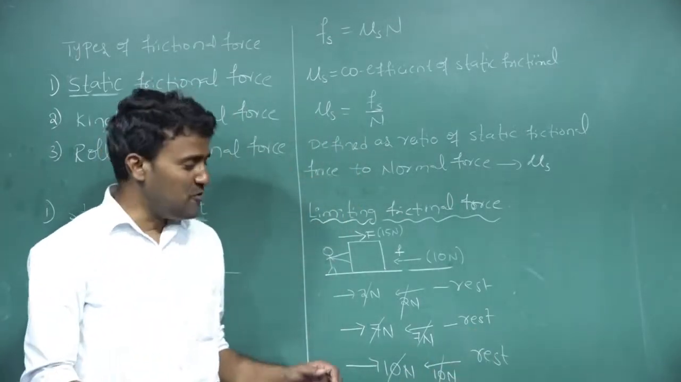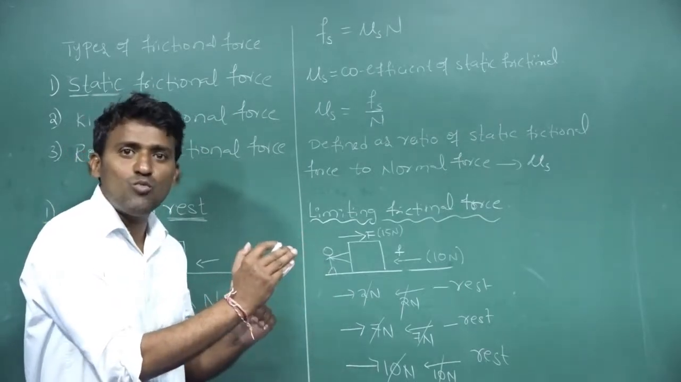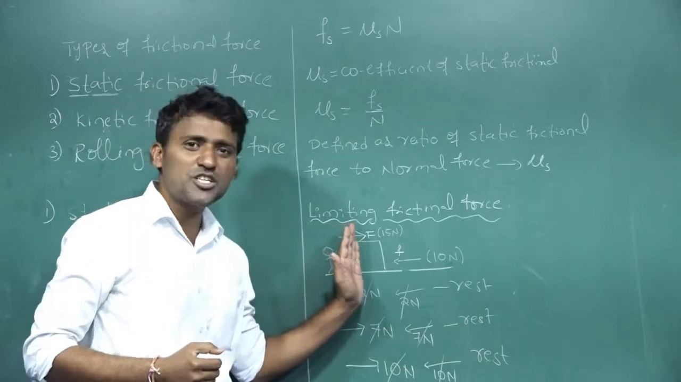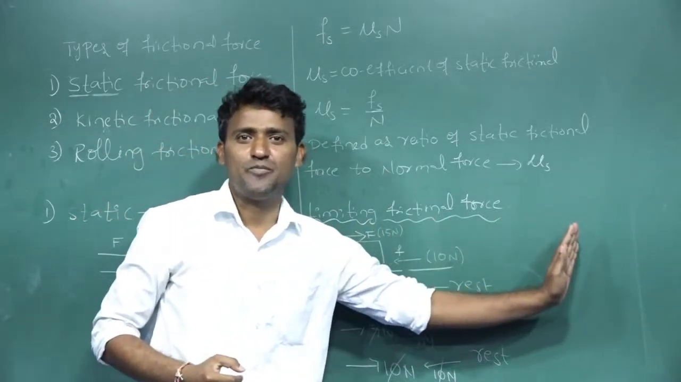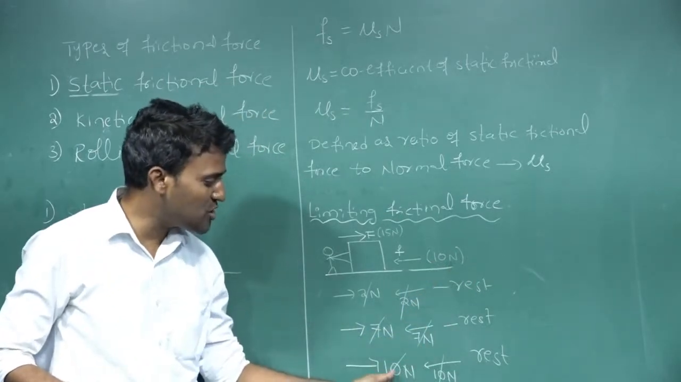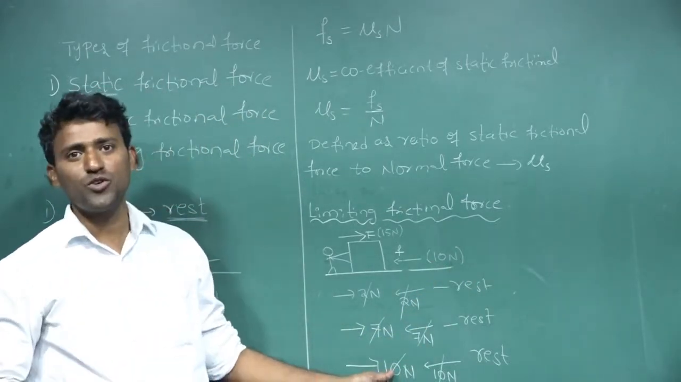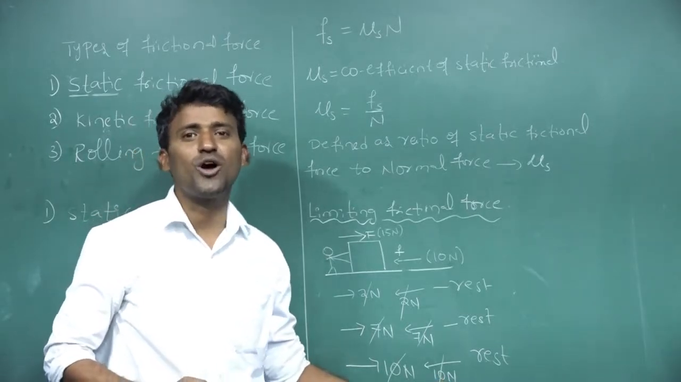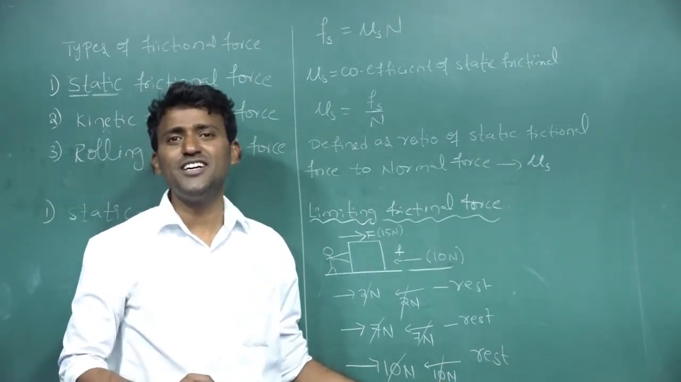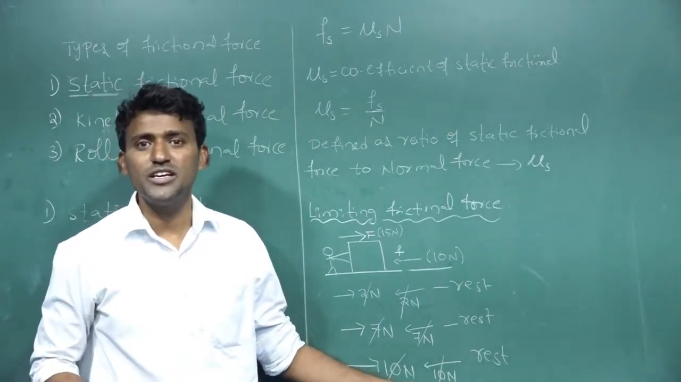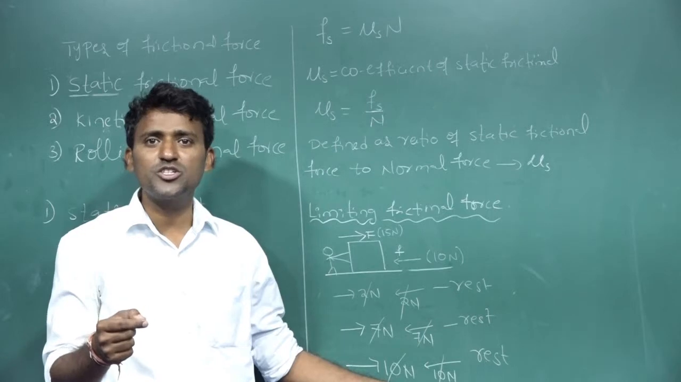See here. If we increase more than 10, even 1.1 also, the object will move along this direction. So at this position, this is the maximum force only. This is the maximum static frictional force. This maximum static frictional force, we are calling the limiting frictional force.